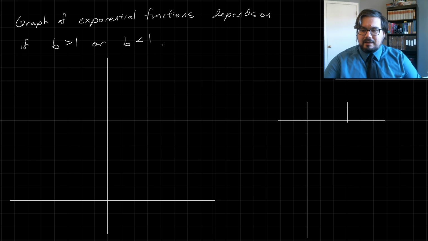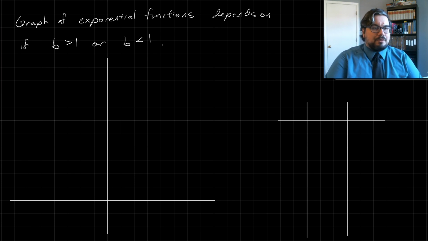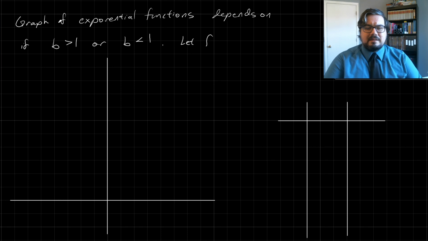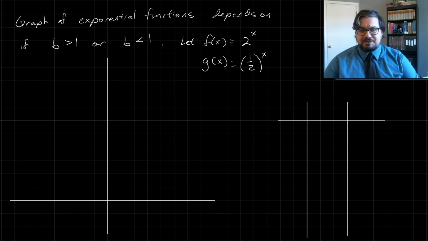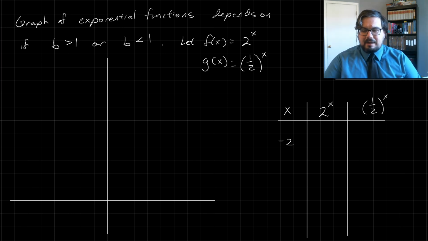So I'm going to make a table over here, and I'm going to handle both functions. So let's let f of x be the exponential function 2 to the x, and let's let g of x be the exponential function 1/2 to the x. So we'll make a table here, values of x, values of f, which are 2 to the x, and then values of g, which are 1/2 to the x. And we're going to look at the following numbers: -2, -1, 0, 1, and 2, and see what we get in each of these cases.